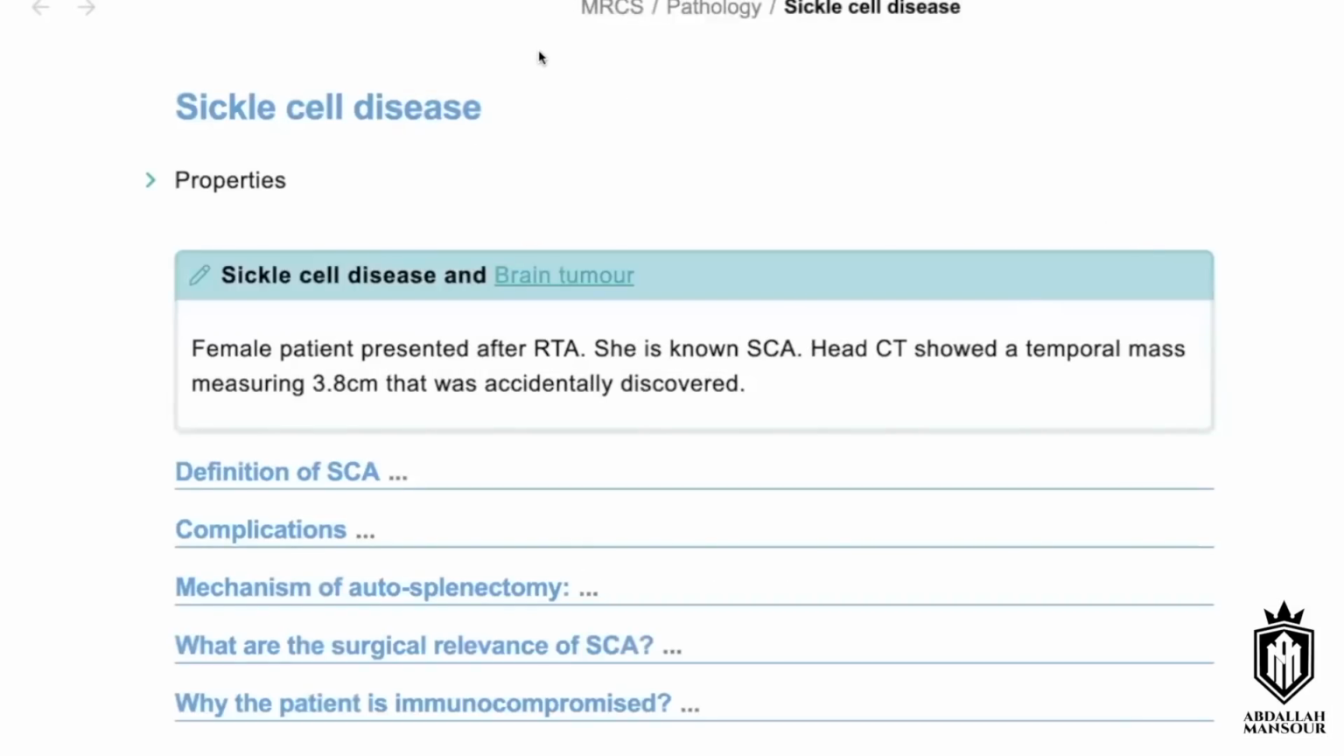So you have a female patient who presented following a road traffic accident, and she's known to have sickle cell anemia. Head CT showed a large temporal mass measuring 3.8 centimeters, and that was accidentally or incidentally discovered. How did you find sickle cell anemia?